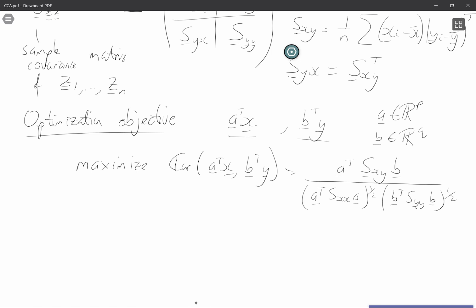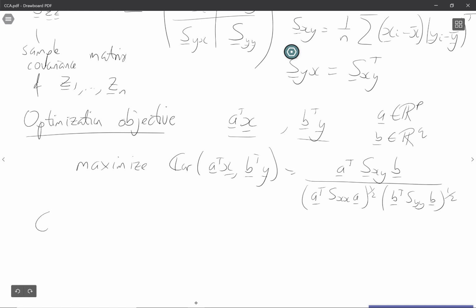So intuitively this makes sense. We're looking for a transform variable from the x's and a transform variable from the y's that are most highly correlated. But unfortunately, the problem as written here is not well defined.